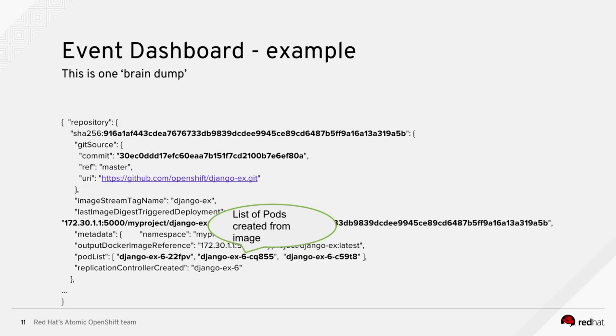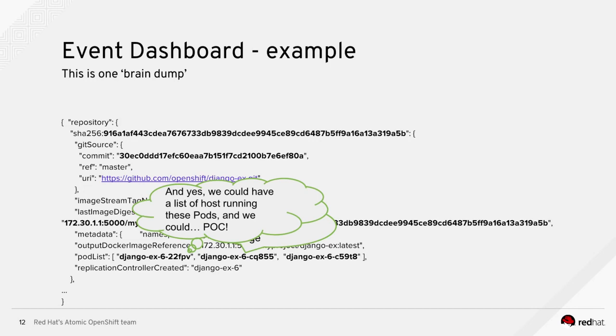commit hash. Of course, we can add even more information, not only the list of pods which have been created, but we could also include the host names which run these pods or additional information about these pods, who's owning these pods. But keep in mind, this is just a proof of concept. There's no large base of information in here.